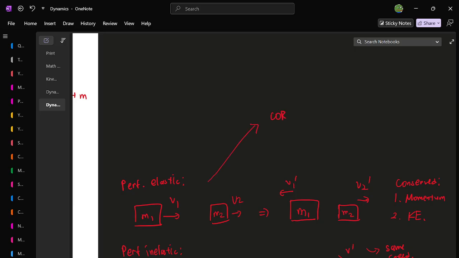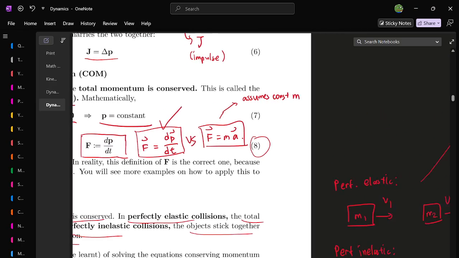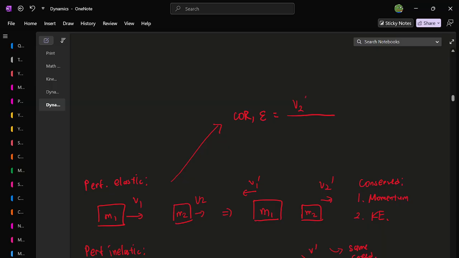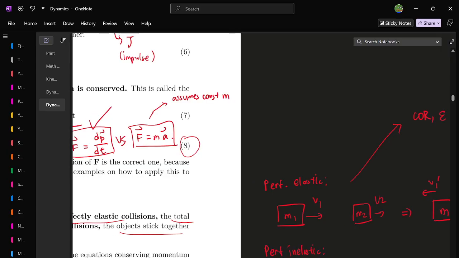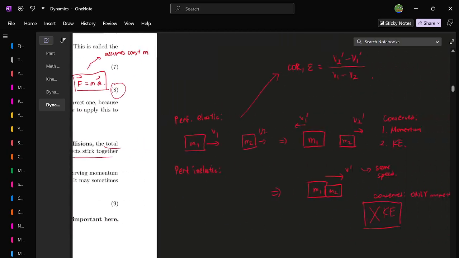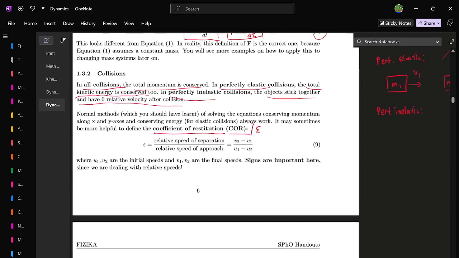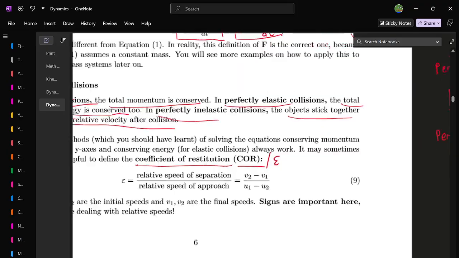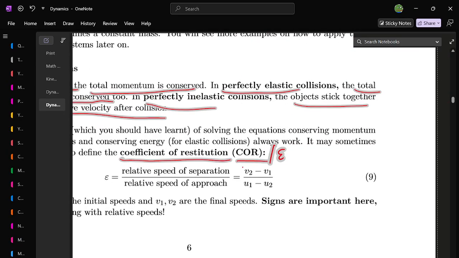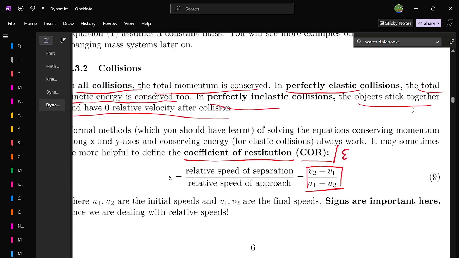The COR, epsilon, would just be given by the relative speed of separation over the relative speed of approach. So this is how the quantity is defined. One quite subtle thing here is the signs. You can see that the signs in this equation are written in this way, which might not be very intuitive at first glance, but it might be more intuitive to just remember it in terms of relative speeds.